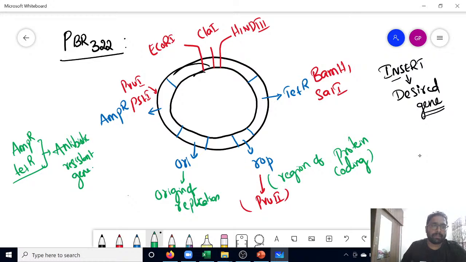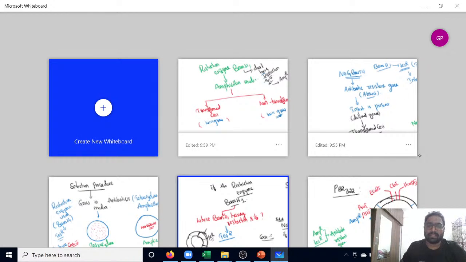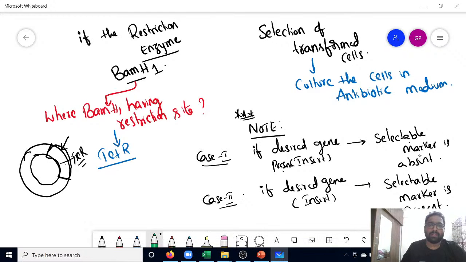Guys, do you all understand now? Tell me here. This is PBR 322. So the insert is nothing but the gene. Selection depends on the restriction enzyme used. Say the restriction enzyme here is BAM-H1. If you use BAM-H1, where it acts, that part will become inactive. If that part becomes inactive, it means that if the desired gene is present, the selectable marker is absent. So this point you have to keep in mind.